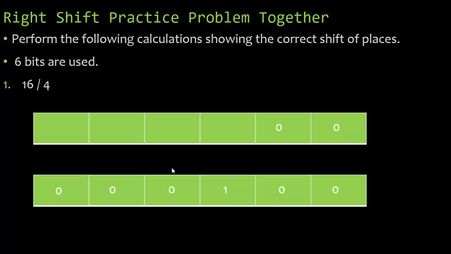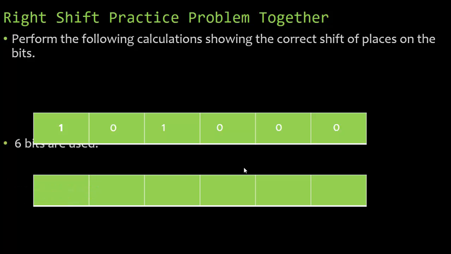What about the 2 zeros I have left? You know the drill by now. They simply disappear. What is 16 divided by 4? That is 4. When I look at my binary representation, I have 1, 2, and then I have a 1 in the 4 position, and 16 divided by 4 is 4. All right, let's take a look at another one. 6 bits are used, negative 24 divided by 8. So let's see what you came up with.